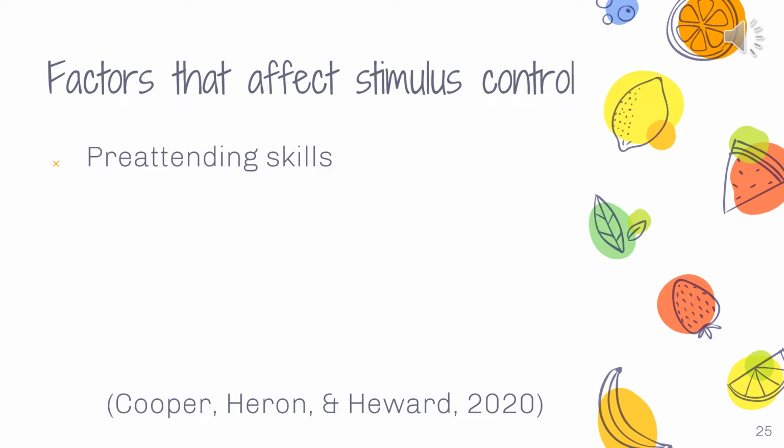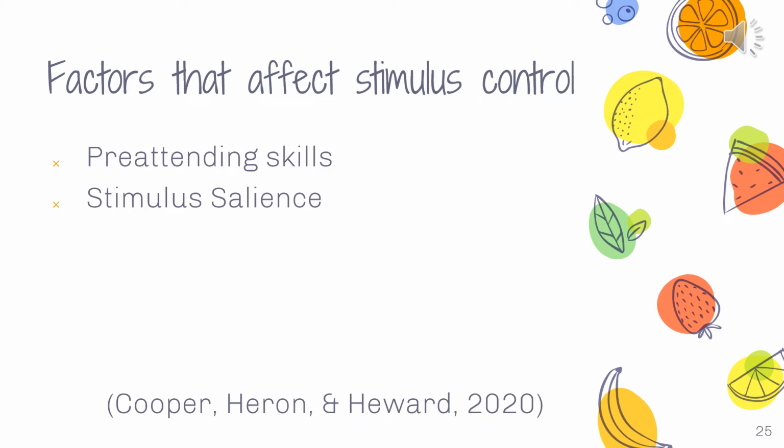Second, stimulus salience. How salient a stimulus is in a learner's environment may affect the development of their stimulus control. Having more obvious cues with the SD and S delta can increase the acquisition of stimulus discrimination.